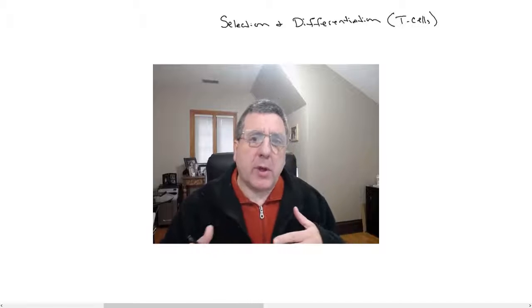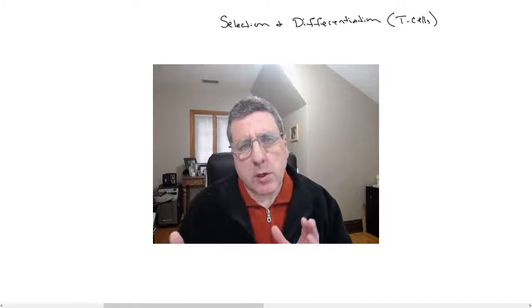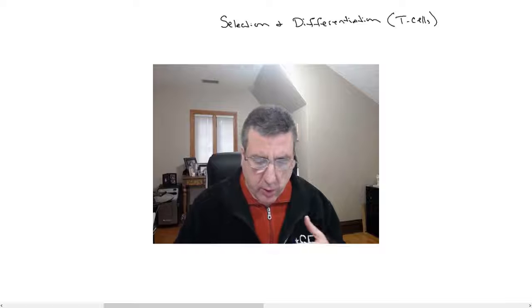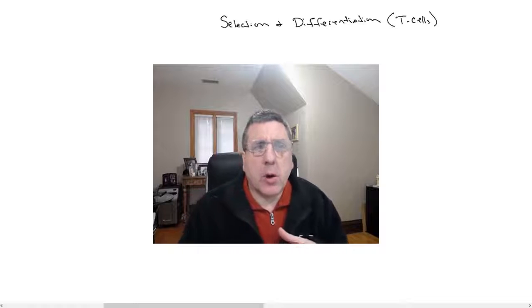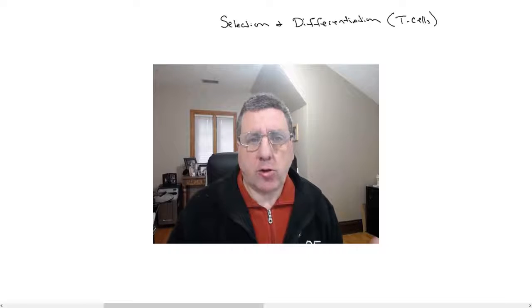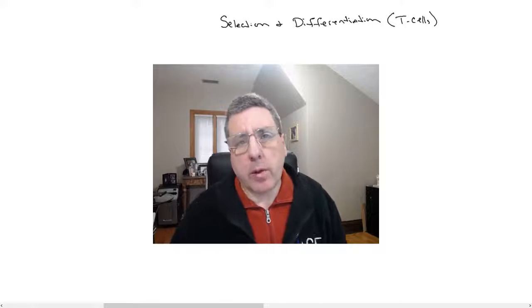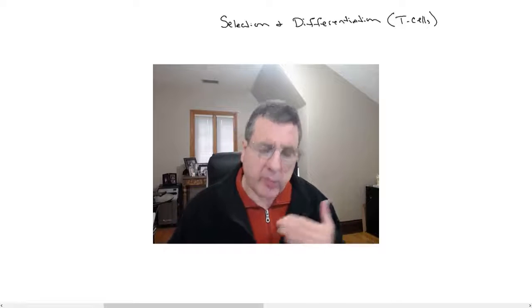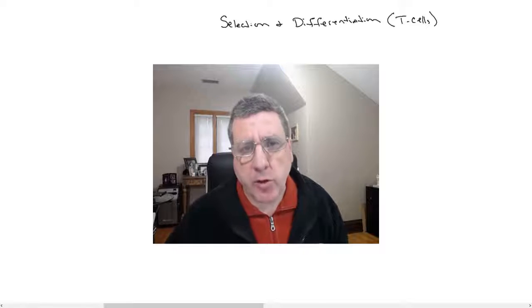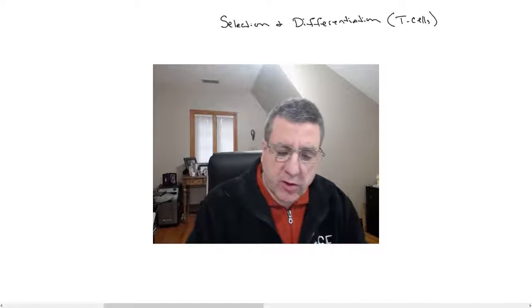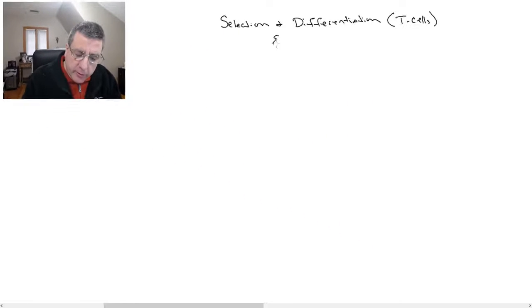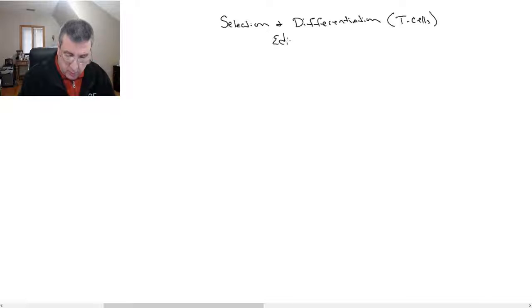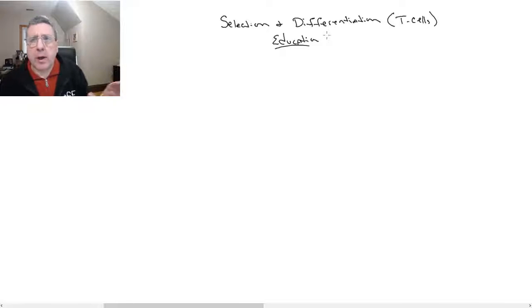Let's look at the T lymphocytes, or the T cells, a little bit more specifically. In here, we're going to talk a little more about their educational phase. Remember we said they go to the thymus to be educated. Well, this process is known as selection and differentiation. That's just the fancy word for the education. So this is education. Okay, so that's what we're looking at on this one.